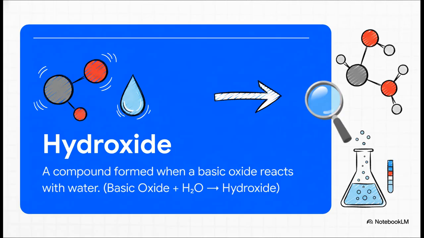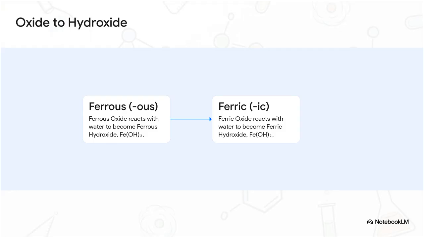So what's next for our basic oxide? Well, you just add water. When you do, it transforms into something called a hydroxide. And guess what? Hydroxides are also known as bases. See how that works? That's exactly why we call the thing we started with a basic oxide. It all connects back. Let's watch this play out.